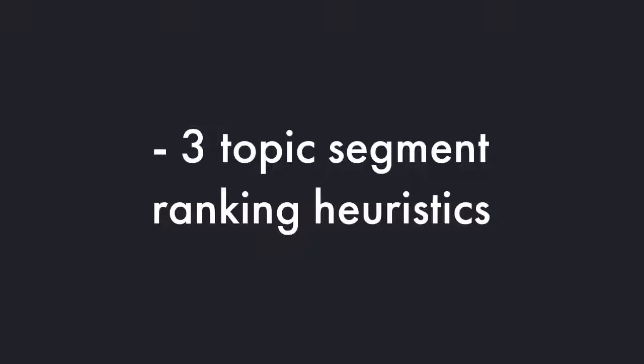The second heuristic finds segments that only consist of one sentence and lowers their rank. The third heuristic penalizes segments where no sentences have a score greater than 0.